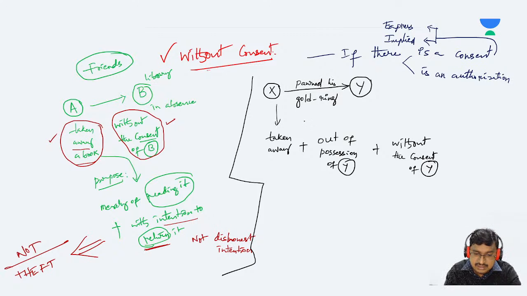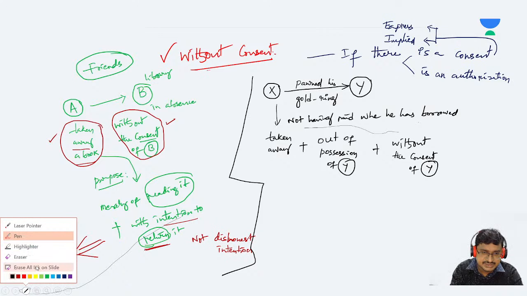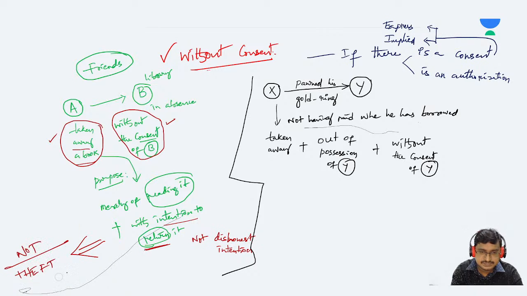Here, it is the not having paid what he has borrowed. Okay. Now, friends, let us see the ingredients. Not having paid what he has borrowed.